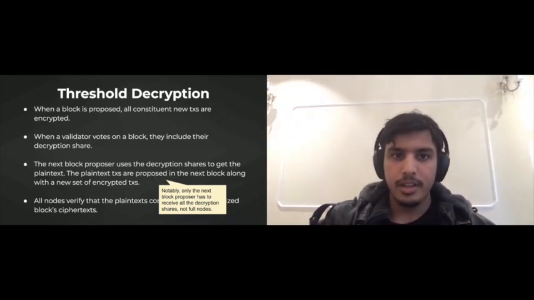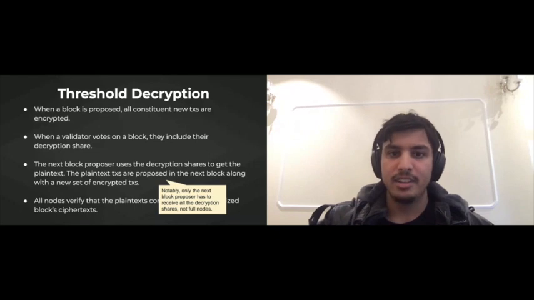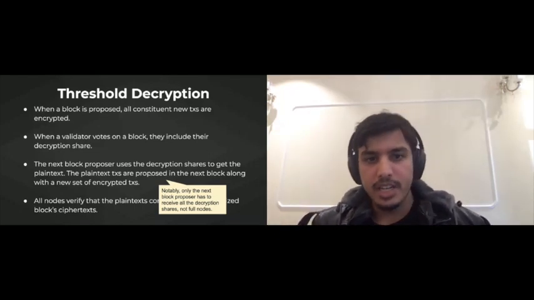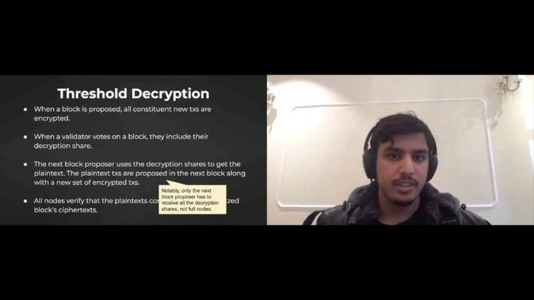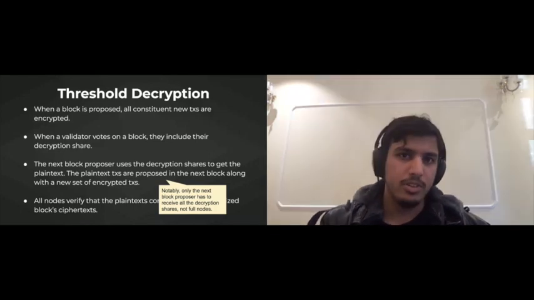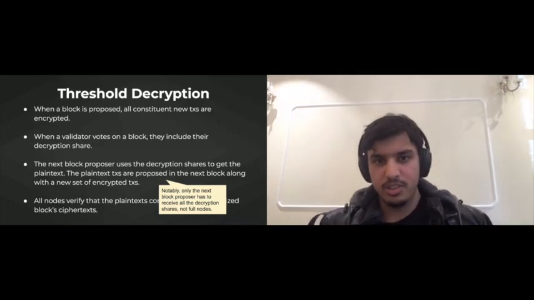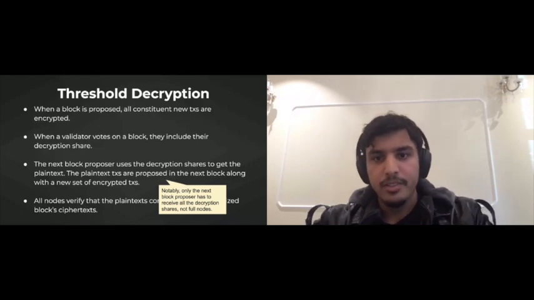So a question we have is, can we slash misbehavior? Or we need a threshold of validators to not be colluding. So, in proof of stake, what we do is we say that if I detect you colluding, then you get slashed. Like double signing in proof of stake.